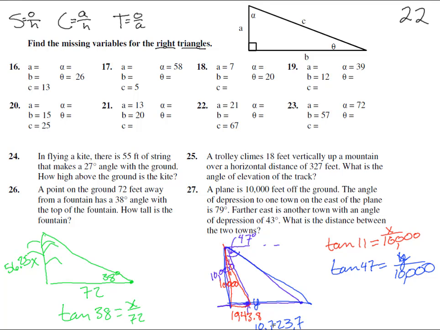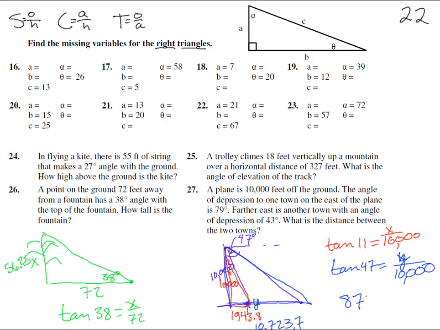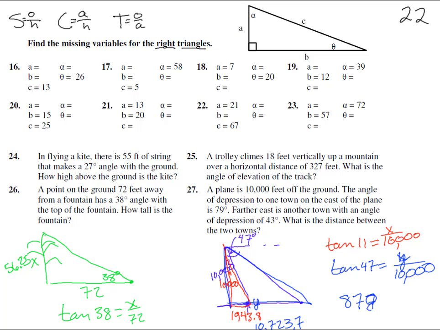So if we subtract those two, we will get the distance between the towns. So subtract the 1,943.8, and we get that the distance between them is 8,779.9 feet. So 8,780 feet. We can round to the nearest foot, that's all right. So just about 1.5 miles away from them. Good.